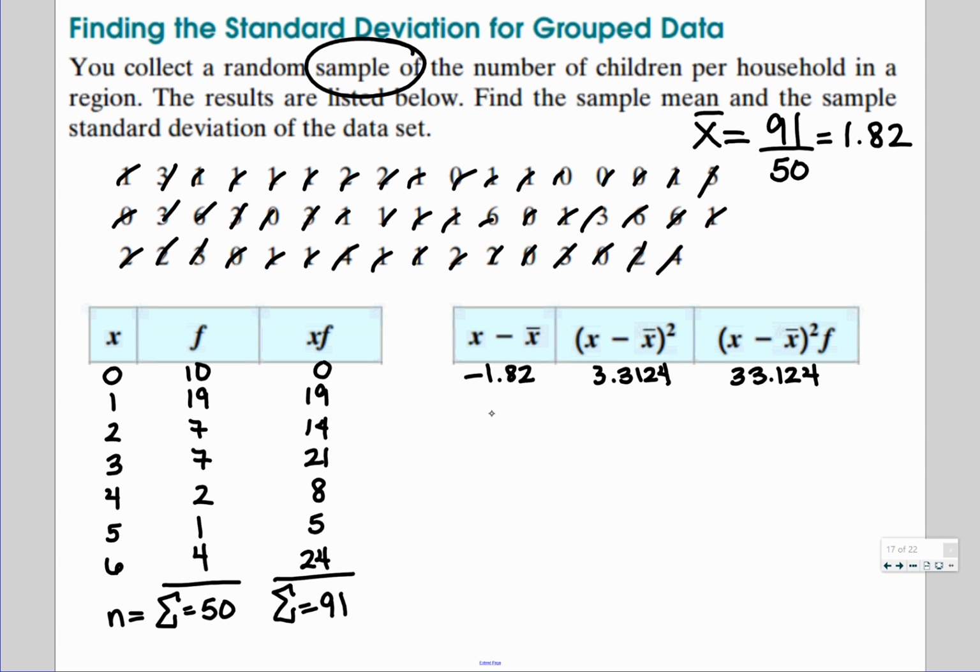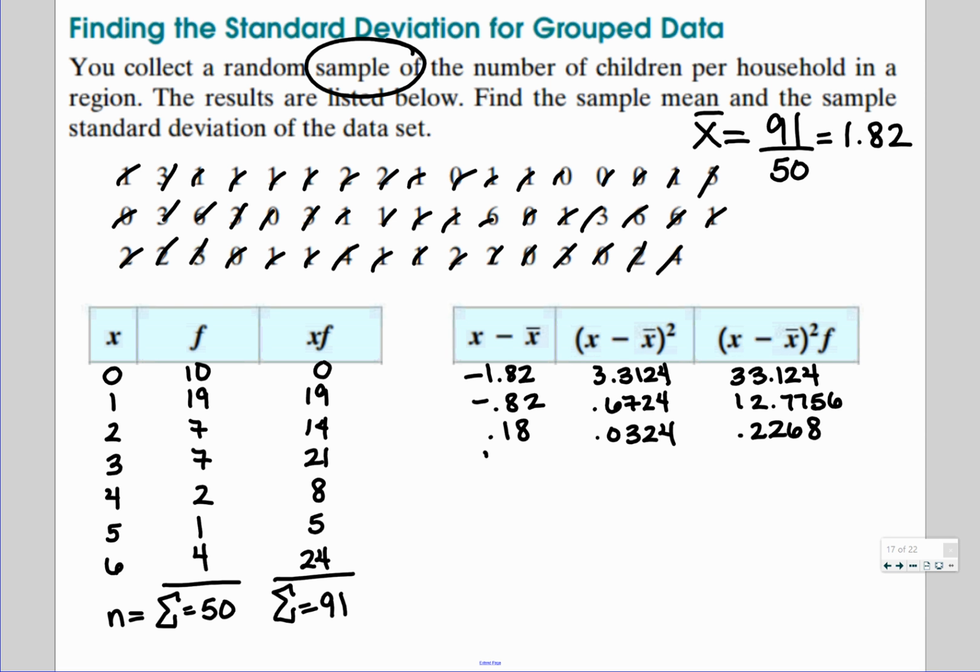So 1 minus 1.82 gives me negative 0.82. Next step, square it. 0.6724. Next step, multiply by the frequency, 19. I get 12.7756. And then just keep going. 2 minus 1.82 is 0.18. Square it. 0.0324 times 7, the frequency, 0.2268.